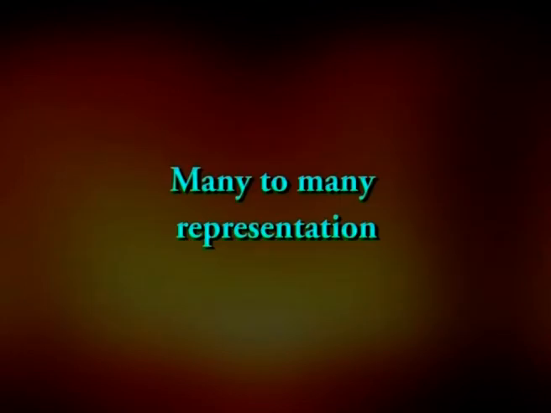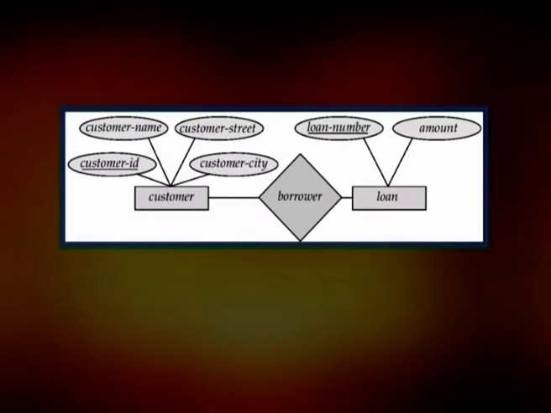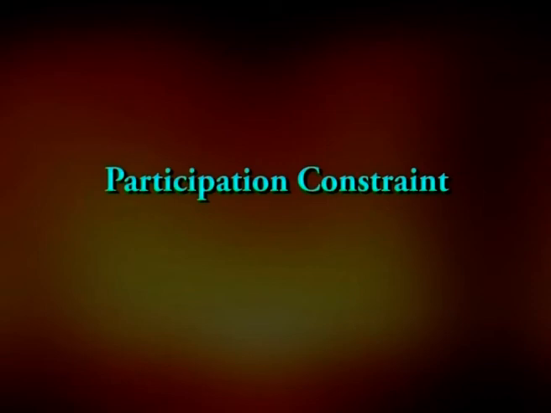So, then comes many to many representation. Look at the figure. This figure shows a customer can borrow many loans, and a loan can be shared by many customers, and this many to many relationship is shown by a line on both customer and loan entities. Then another category of constraint on relationship is participation constraint.